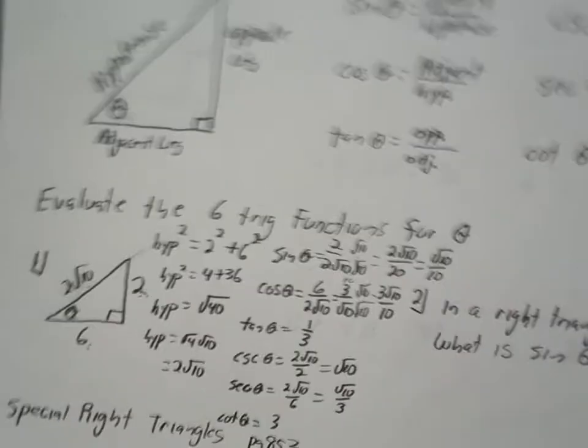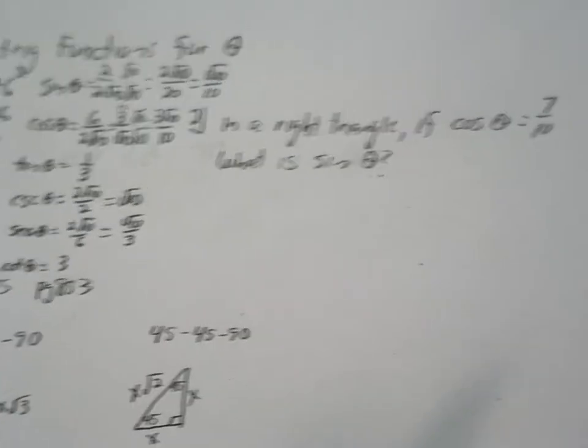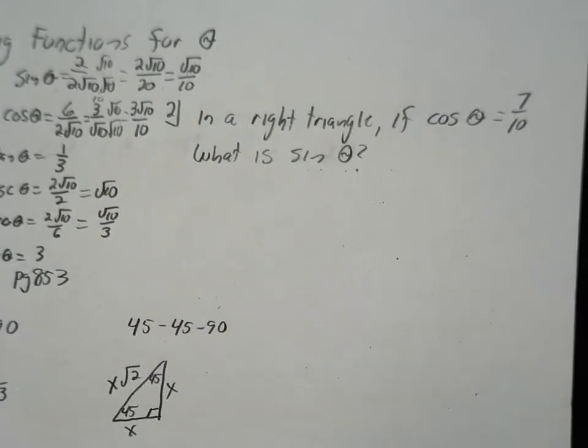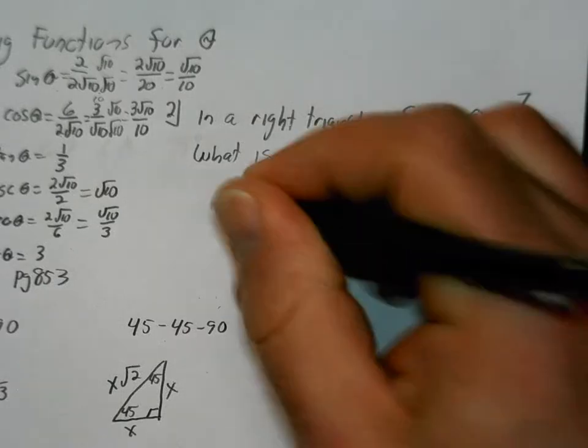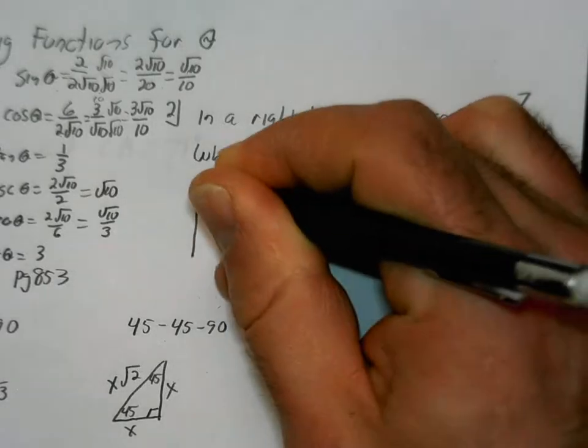Okay? Let's look at the next one here. In a right triangle, if cosine of theta is 7 over 10, what is sine of theta? Okay, so if I get a problem like this, the first thing I'm going to do is draw a triangle.